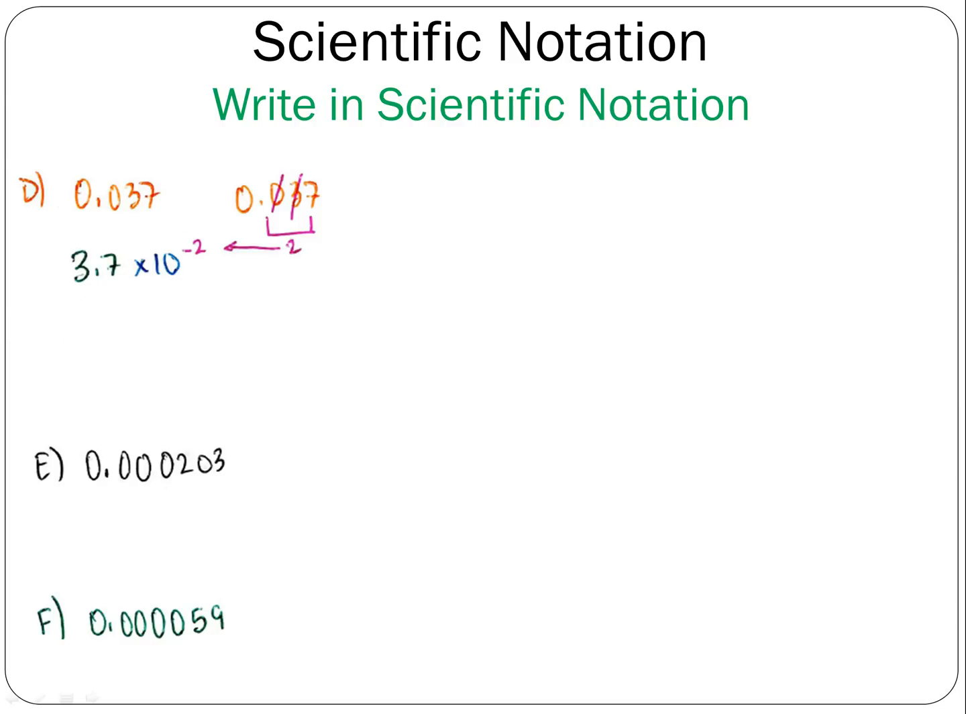Times 10, that's what it's supposed to be, good. And now I'm going to cross out the numbers after the decimal place. A 1, a 2, 10 to the negative 2. All right. Sweet. So go ahead and do E and F on your own. The answers are not going to appear on your screen. I'll be here when you get back.